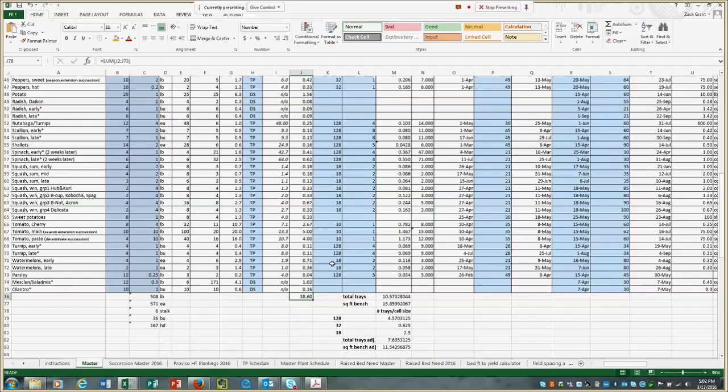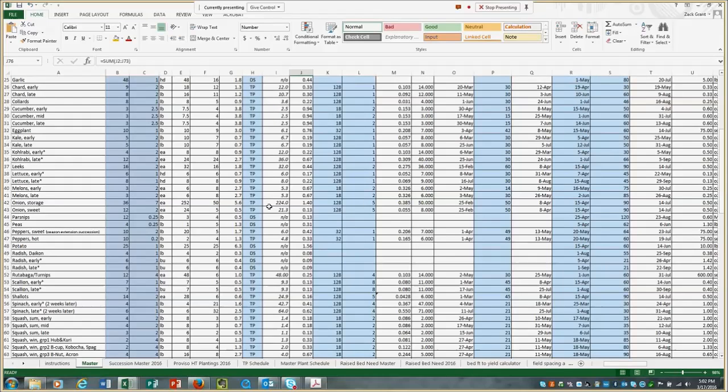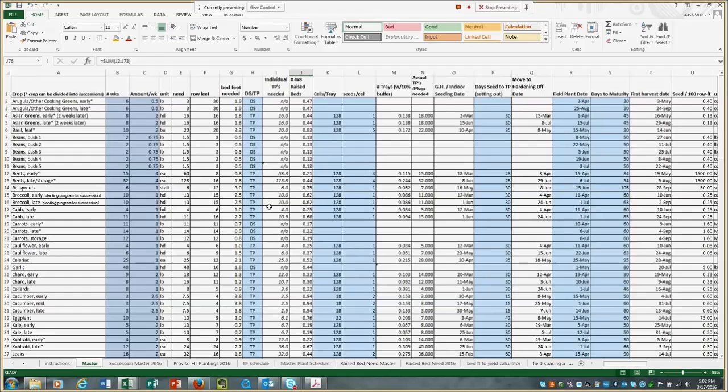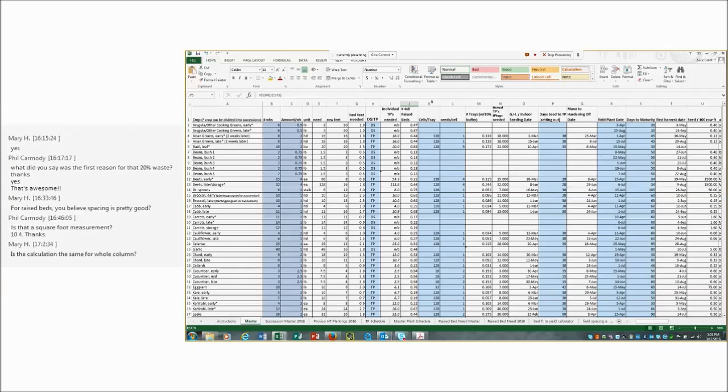Now you're going to see how when we move across here that you actually wouldn't need a total of 40 raised beds, because we're not planting all of this at once. This is gradually being planted over a calendar year. But that's a piece of information that you could change. It's a real simple equation. All you'd have to do is adjust the length of your bed.